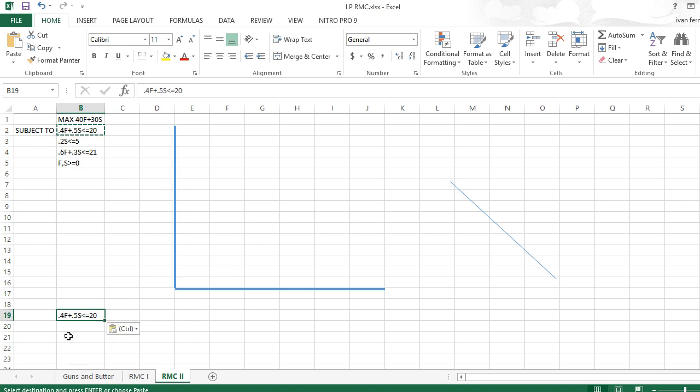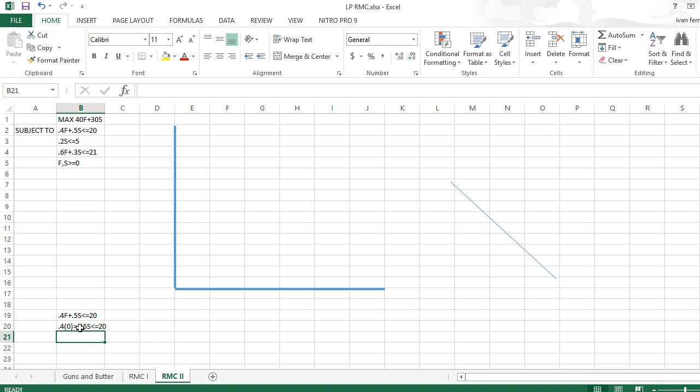So if you take the first constraint, 0.4f plus 0.5s less or equal to 20, just make one of the variables 0 and solve for the other. So let's start. Let's say that we make fuel 0. 0.4 times 0 plus 0.5s less or equal to 20.